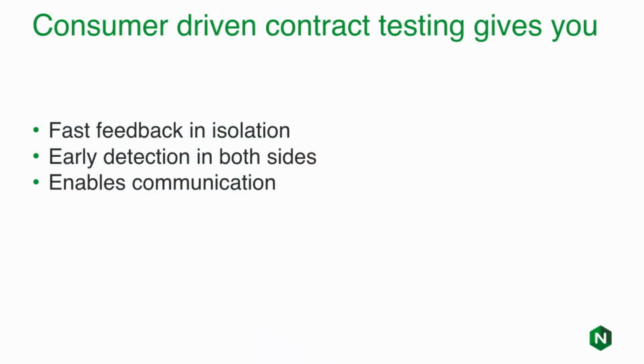Sorry. What does consumer-driven contract testing give you at this point? Fast feedback in isolation. Once I establish the contract, I don't need to talk to anybody if things go right. If things go wrong, I have really fast feedback. It's early detection. If I break something, I'm going to know the earliest possible. I'm not going to get into any testing environment, I'm not going to get into staging, and no customer is going to see this. This is the earliest possible that you can get it.